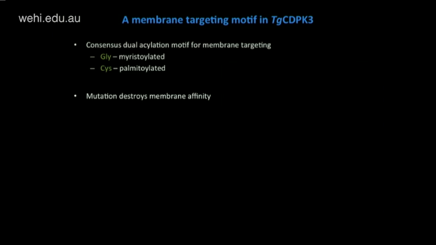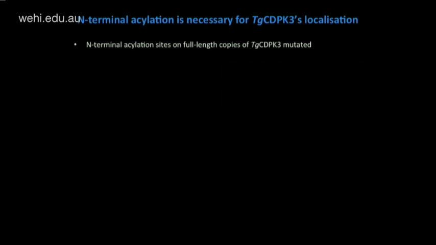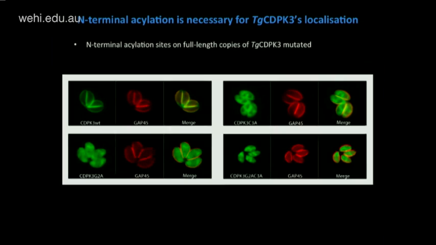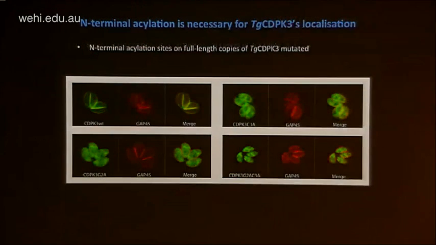And it's known from toxo and other eukaryotes that when you mutate either of those glycine or cysteine residues, then you expect membrane localization to be disrupted. So I tested this in CDPK3, and you can see that this worked really nicely. When you mutated either the glycine residue at amino acid position 2, the cysteine at amino acid position 3, or both residues, you had a really obvious switch from a plasma membrane localization to a cytoplasmic localization.